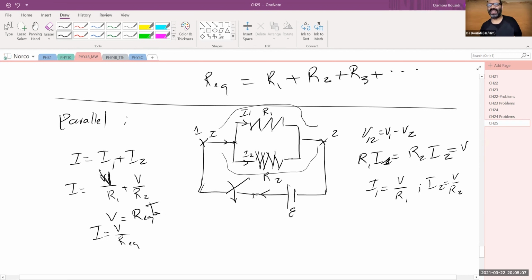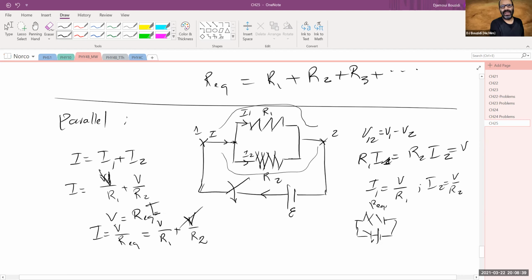In other words, as far as the battery is concerned in here, it looks like, not really, as if I only have one resistor again. This is the battery, and this is the R equivalent. And this is my switch, if you like to call that. Now, the point being in here is, as far as R equivalent, V equal to R equivalent times I, which means that I is equal to V over R equivalent, which is V over R1 plus V over R2.